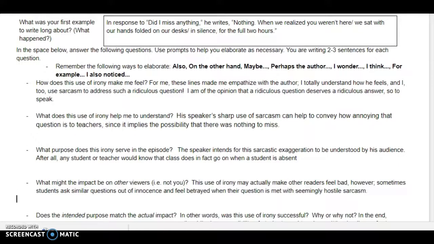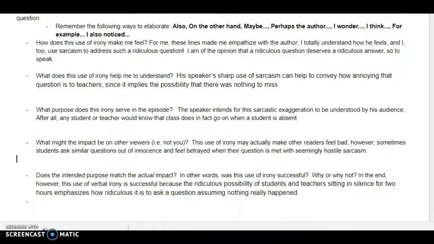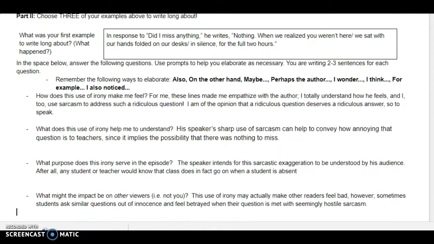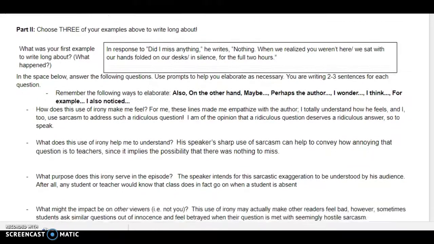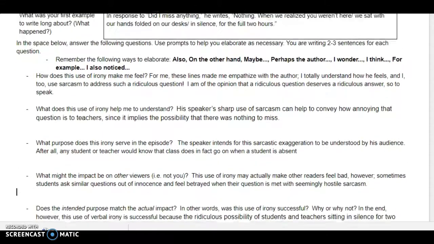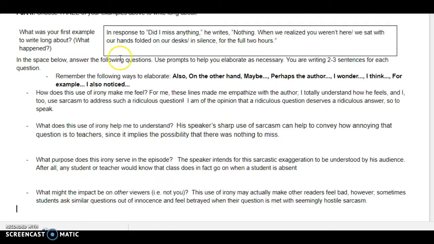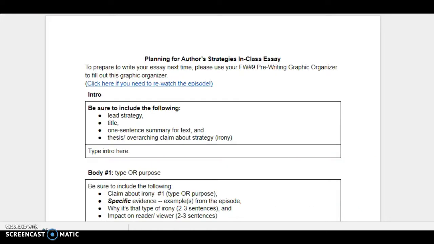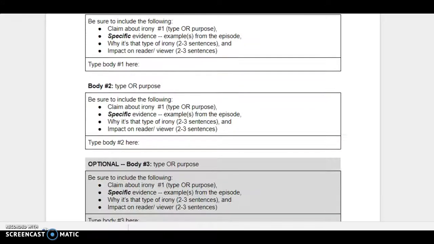Now, I am using an example here using Tom Wayman's poem, Did I Miss Anything? Not necessarily Barney and the Choir, but I'll show you how I can take this and transfer much of this into my graphic organizer. When you go into Google Classroom, you'll find your graphic organizer called Boxes and Bullets there waiting for you, and this is what it'll end up looking like.